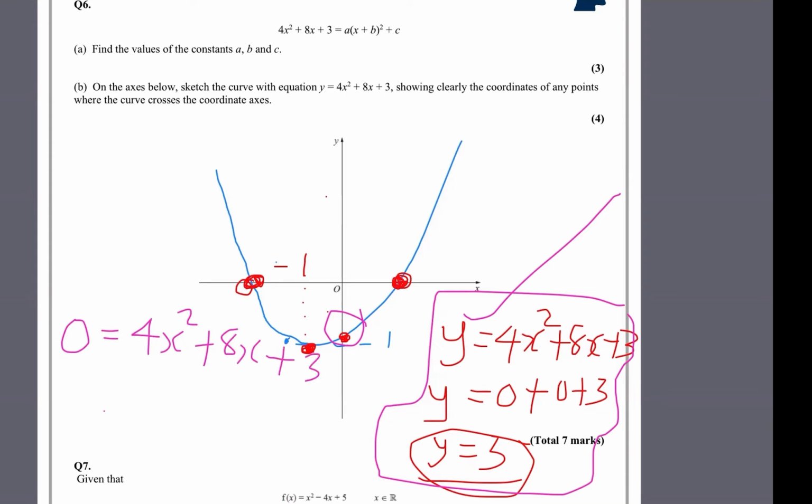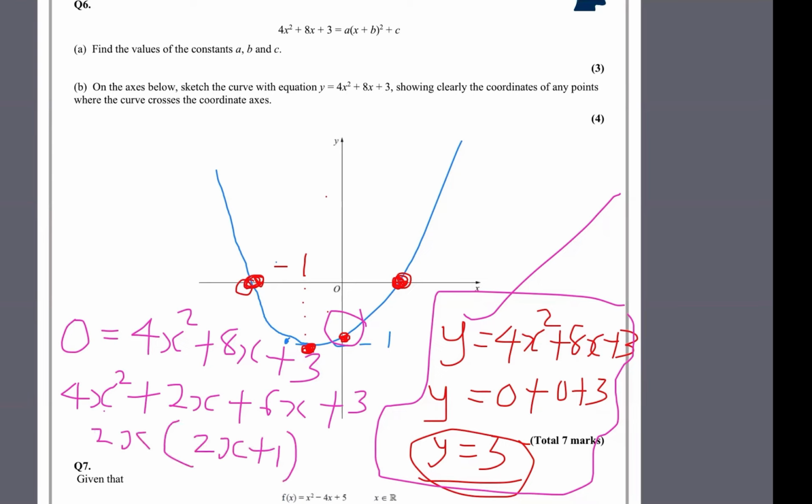If we attempt to factorize what we have here, we have 4x squared plus 2x plus 6x plus 3, which factorizes as 2x into brackets, 2x plus 1. Then we also have plus 3 into brackets, 2x plus 1. I'm just trying to manage the space we have here to solve the question.